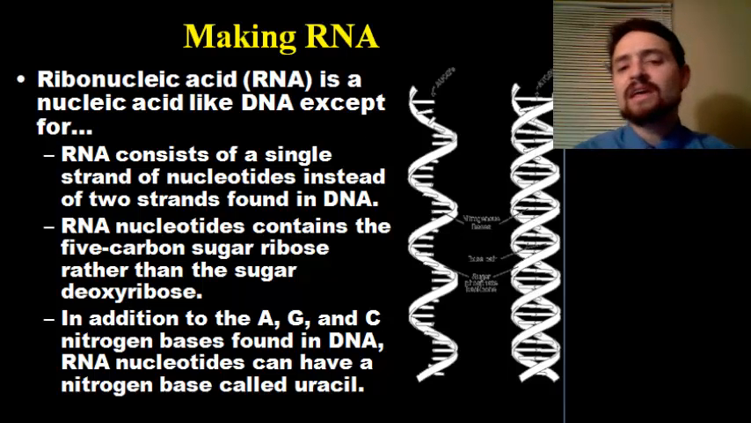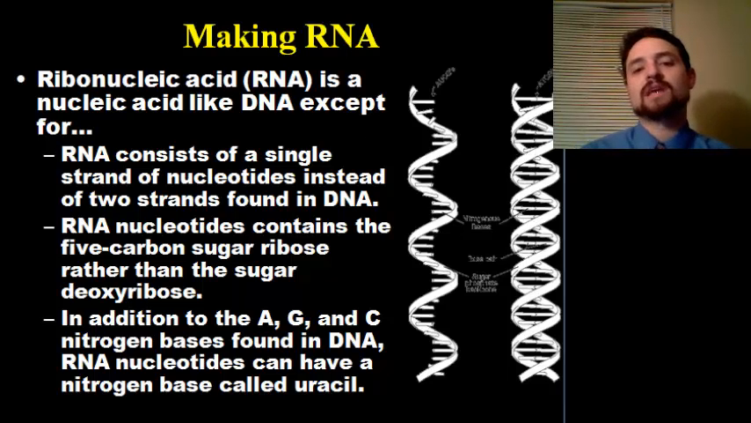The next difference is that RNA nucleotides contain a 5-carbon sugar called ribose, as opposed to DNA, which contains deoxyribose. It's really one oxygen atom that makes the difference. Although that's a small difference, it's still a difference nonetheless.